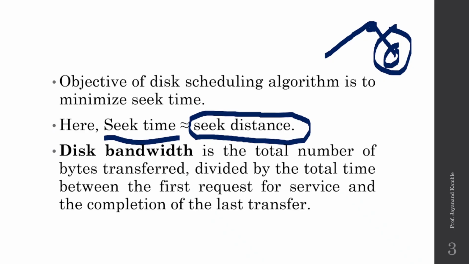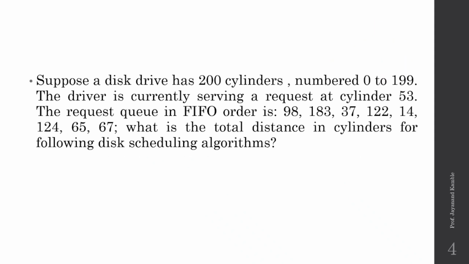Here when we talk about disk scheduling algorithm, we specifically focus our attention on the calculation of seek time, that is seek distance, the total number of cylinders crossed. Alright, so to understand this in more detail along with the algorithms, let's first understand the problem statement. Suppose a disk drive has 200 cylinders.